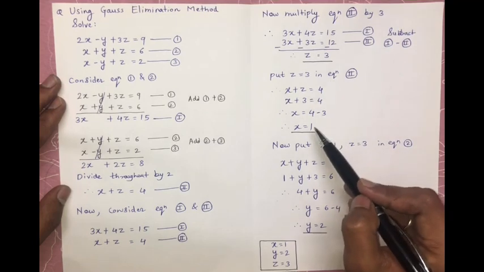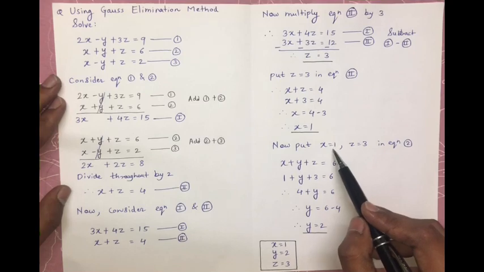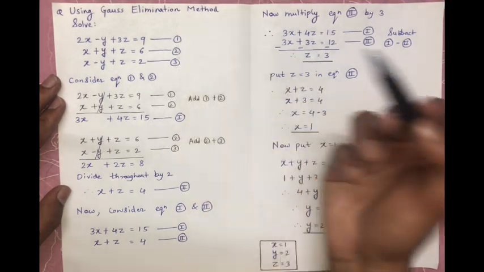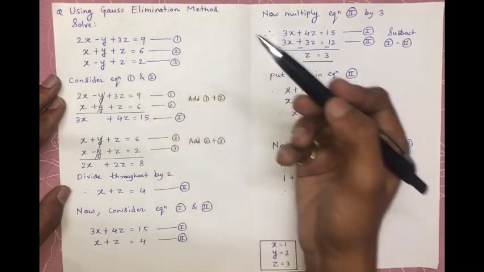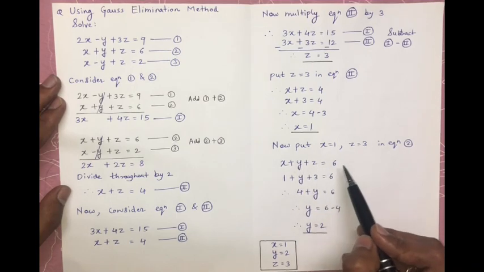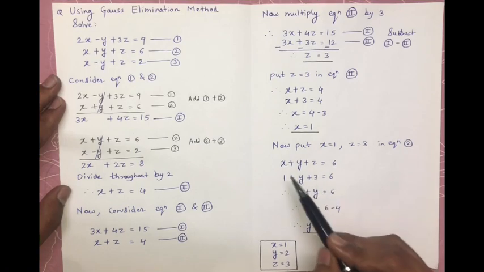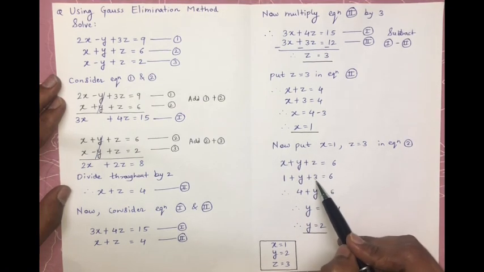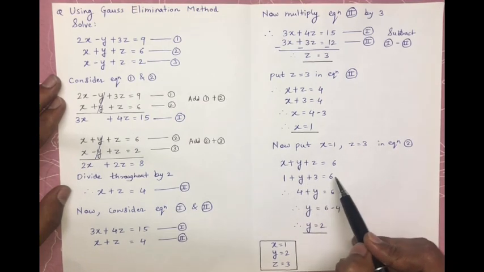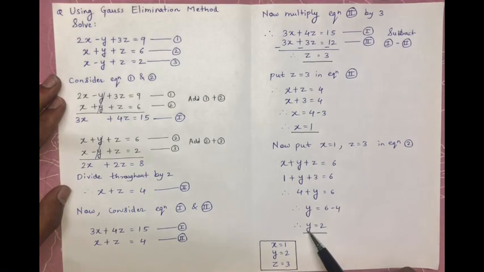Now you got two variables, x is equal to 1 and z is equal to 3. Now you can put these values in any of the equations from here. So I think equation 2 is the simplest one. So I'll be rewriting equation 2 again, that is x plus y plus z is equal to 6. I'll be substituting the values of x and z now. So x is equal to 1, z is equal to 3. So 1 plus y plus 3 is equal to 6. 1 plus 3 will become 4. 4 plus y is equal to 6. Therefore y is equal to 6 minus 4 and the final answer is y is equal to positive 2.